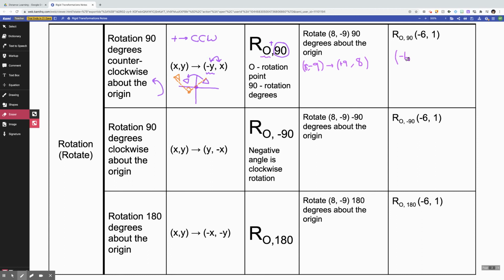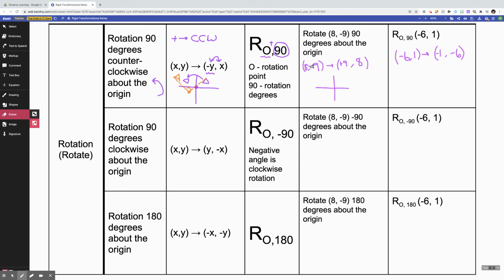Okay, so I have (-6, 1). I'm going to switch my x and my y, so it becomes (1, -6). Then I need to change the sign of the first coordinate in my new point, so 1 becomes -1. Okay. I'm hoping that you can see what's actually happening here, and why this makes sense.